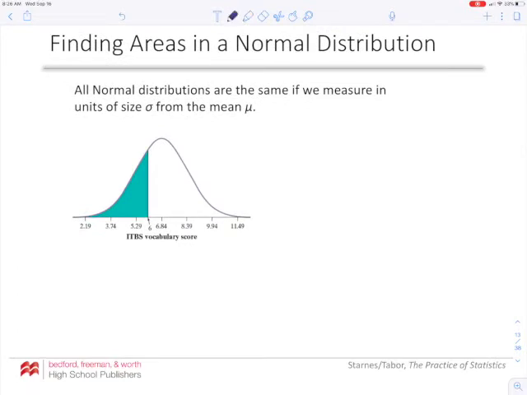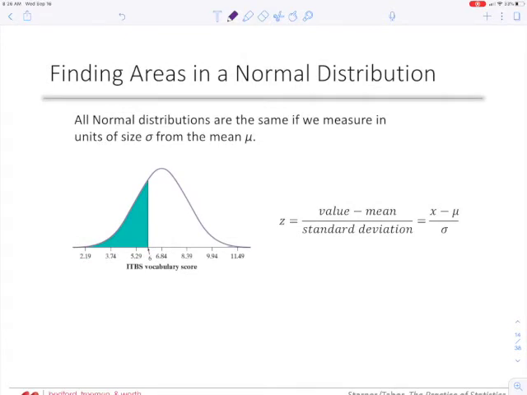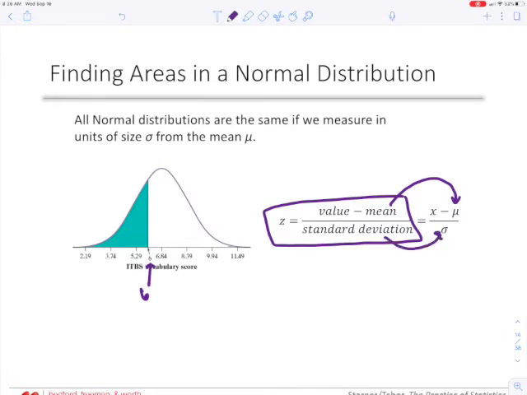Alright, so finding areas in a normal distribution. So here we have those ITBS test vocabulary scores. And we are looking at the value of getting a 6 on the score. So remember that standardized score formula, or z-score formula. Well, now we have some other ways to write this. Instead of value minus mean, we can write x minus mu, because remember mu represents mean, and then standard deviation is sigma.